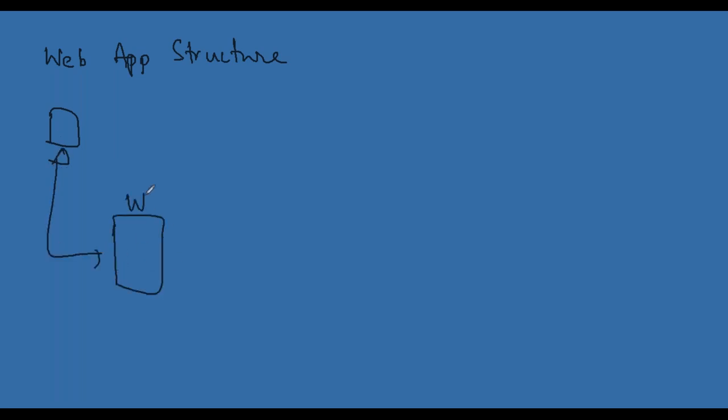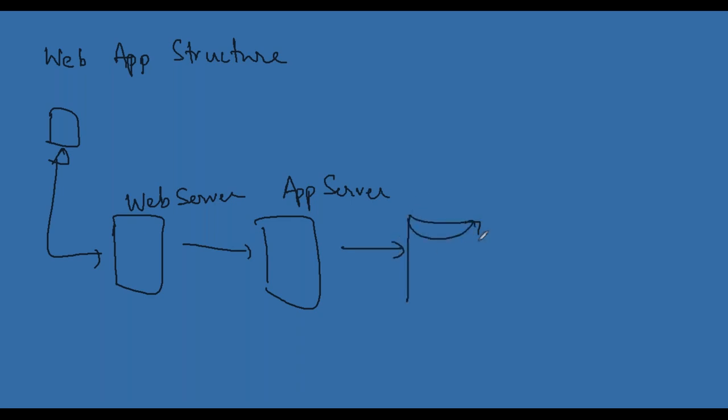So in the previous session, we were discussing web application structure. Basically, any user who is trying to access would be sending the request to the web server. The web server at the back end then communicates with a specific app server, which interacts with your backend database.